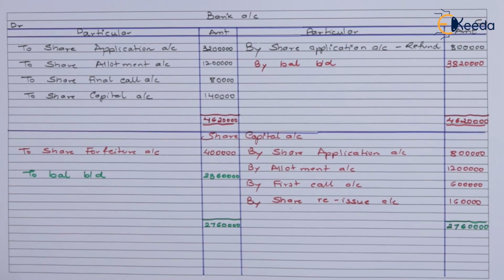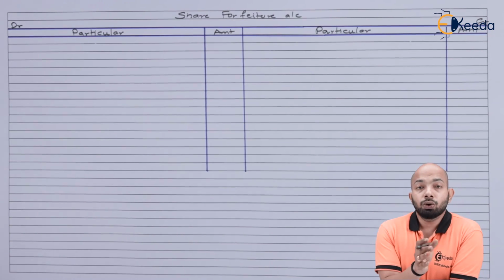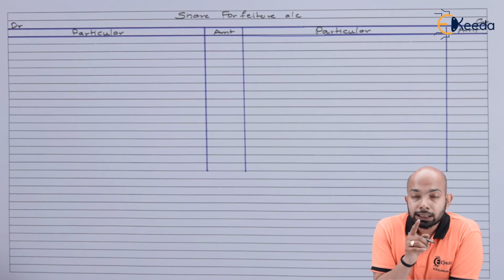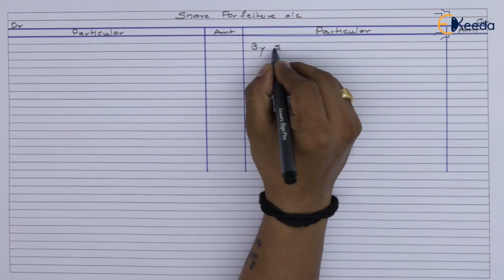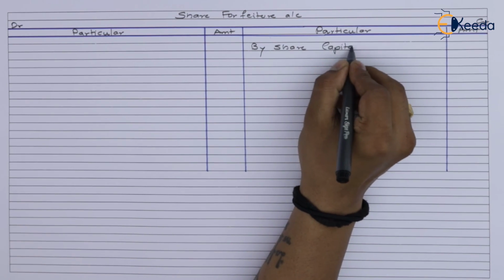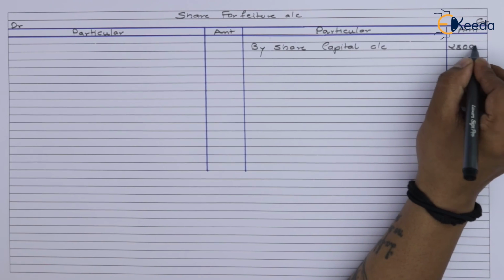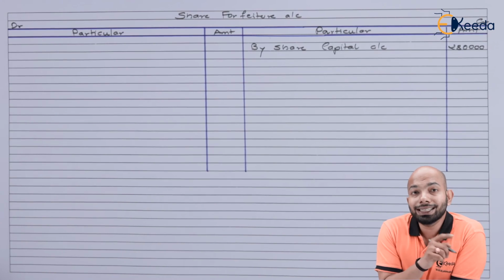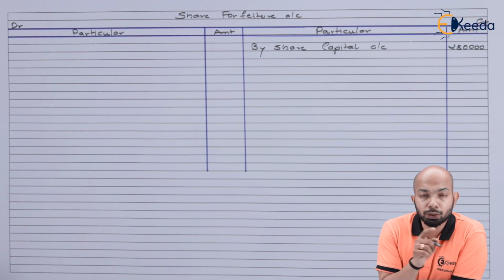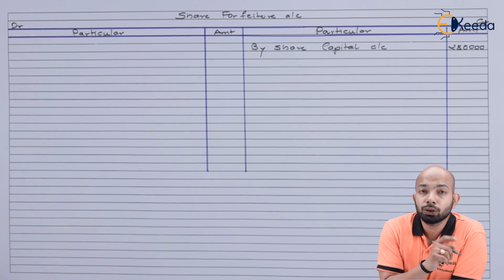Now the next part that we have to discuss here is the last account, that is the share forfeiture account. So let's start with that part now. The first thing that we'll be mentioning here is the share forfeiture balance on the credit side. So let's mention that. The opening balance is 2,80,000, out of which we have utilized a certain amount when it came to reissue. So let's mention that as well. That will be on the debit side.